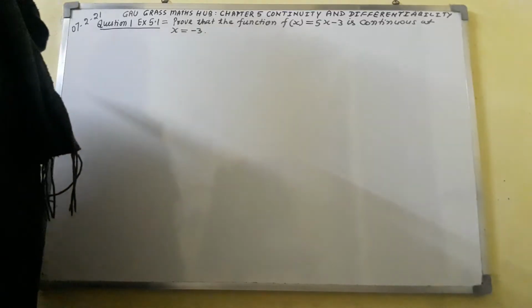I am going to discuss question number 1 that has been taken from exercise 5.1, chapter 5, continuity and differentiability. That question is, prove that the function f of x equal to 5x minus 3 is continuous at x equal to minus 3. This is the question about which I am going to discuss here.